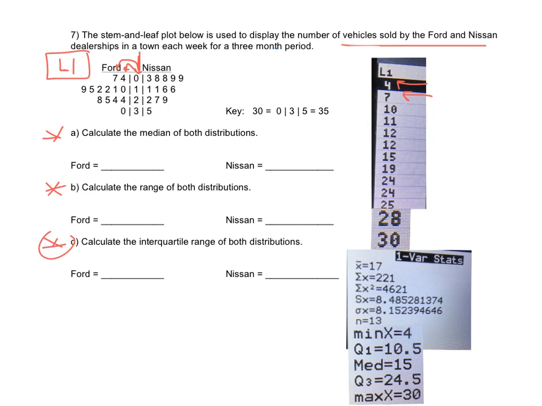So for the Ford information, my median was 15. The range of the data, remember that's the maximum minus the minimum. So that's going to be 30 minus 4, or 26. And then the interquartile range, that's Q3 minus Q1, 24.5 minus 10.5. So that gives me the interquartile range, the IQR, of 14.